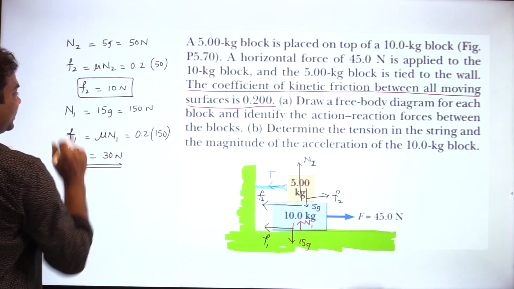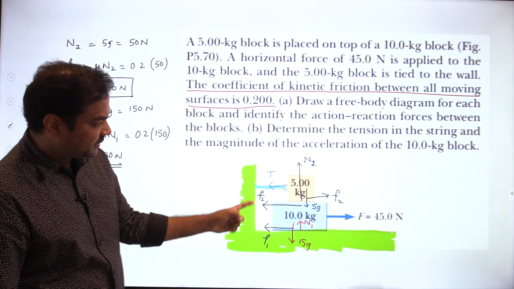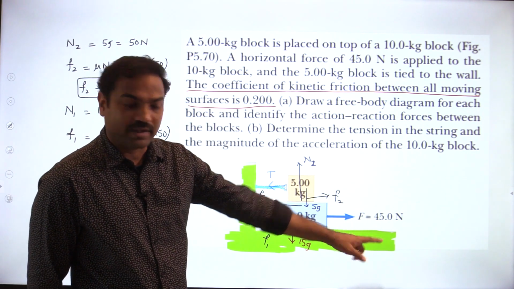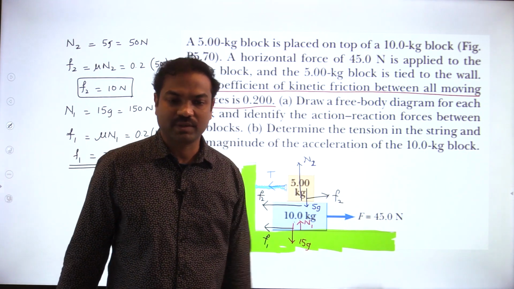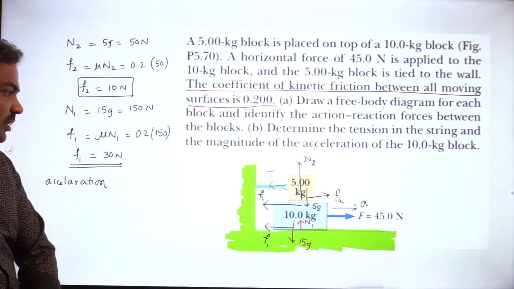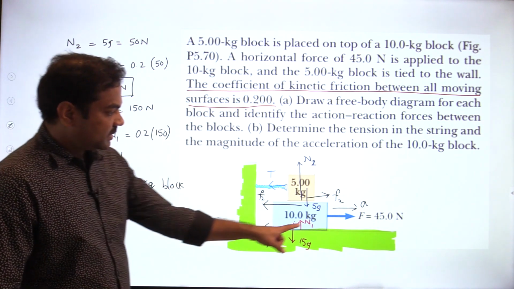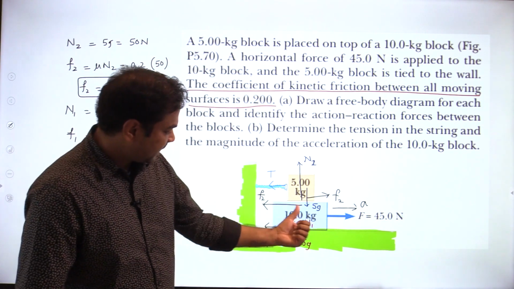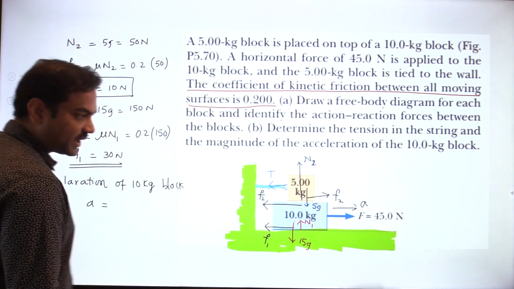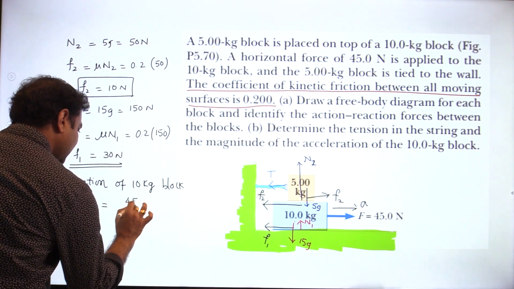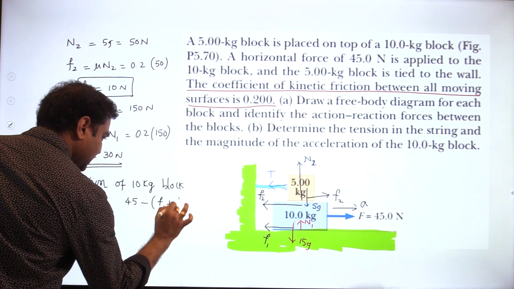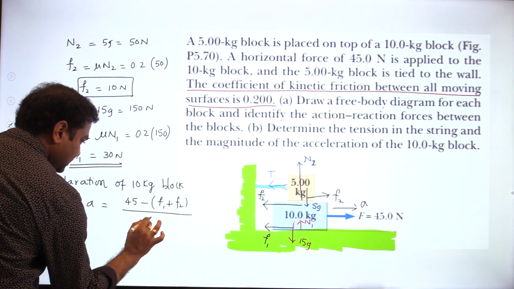F1 is 30, F2 is 10, the total is how much? F1 plus F2 is 40, but we are applying 45. Then the 10 kg block will move forward. So what is the acceleration of the 10 kg block? The acceleration of the 10 kg block is equal to, what can I write down? The forward force is 45, and the backward forces are F1 and F2. So the net force is 45 minus (F1 plus F2), divided by mass 10.